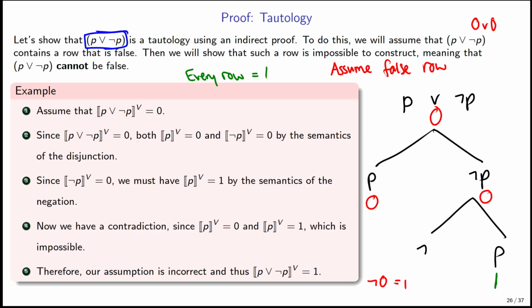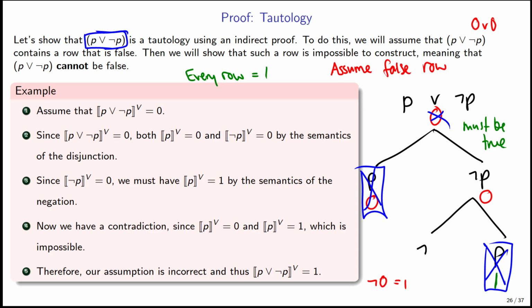Now here we have a problem. Our problem is we've now found out that P is both false and true at the exact same time. In order to force a row in P or not P to be false, so P or not P is 0, we get a contradiction. We get P is false and we get P is true at the exact same time. This is impossible. We cannot have a single proposition that is both true and false simultaneously. Therefore, this assumption that P or not P can be false is totally wrong. This must be true. So because it must be true, we know it's a tautology.